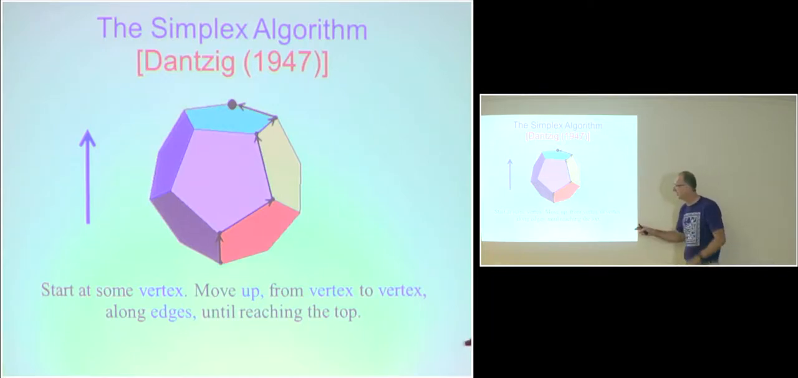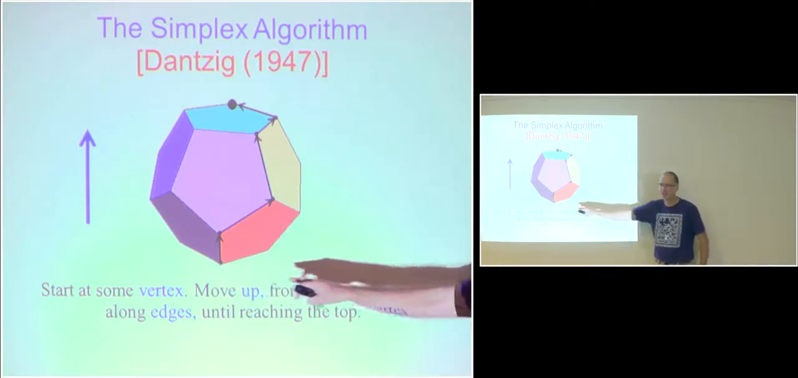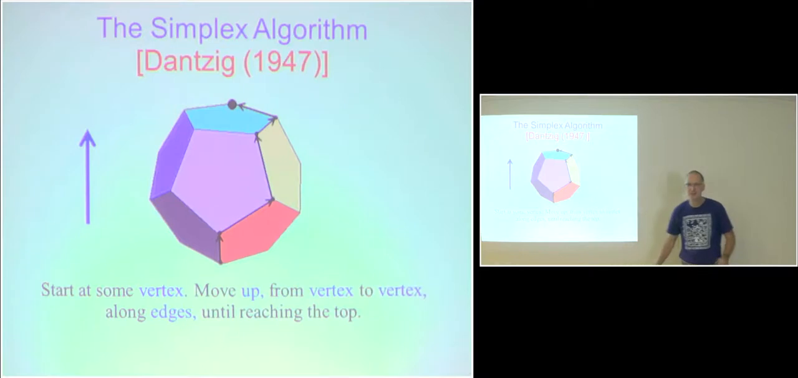The very first detail that is missing: how do we find the initial vertex? Okay, that's already a non-trivial part. This is essentially done by solving a different linear program for which we do know an initial vertex. But this can be done.